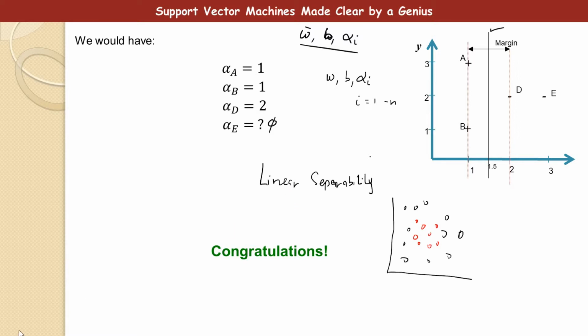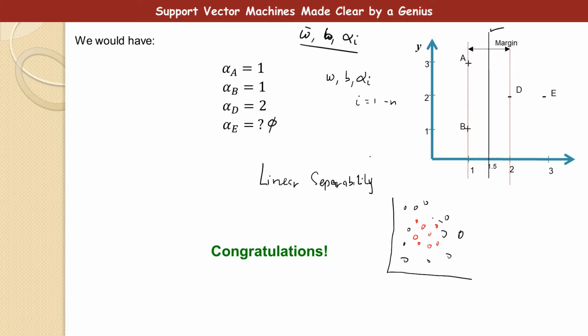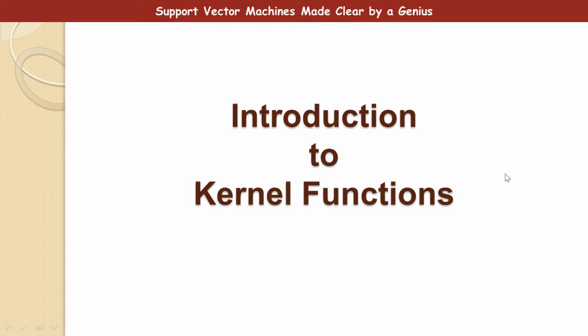But you can also do something about it. In this case, the decision boundary is going to be something like this. So how do we achieve something like this? By using something called a kernel. Let me go to the next page. So that is the introduction to kernel functions.